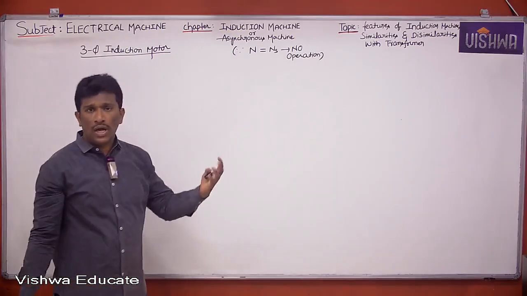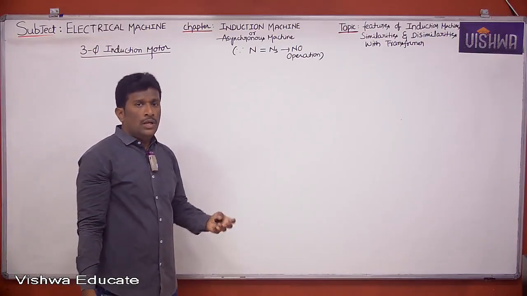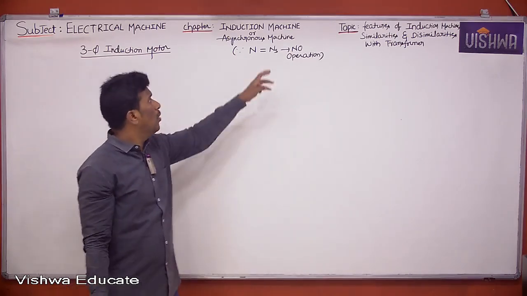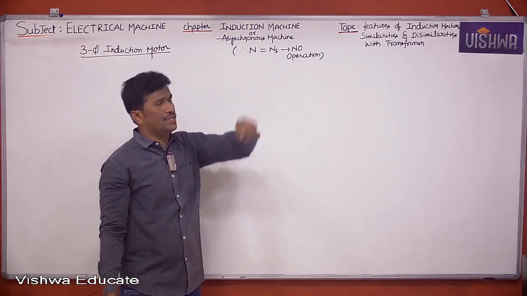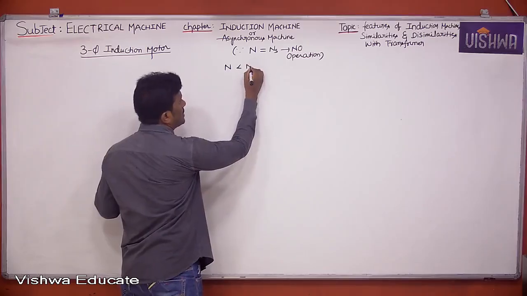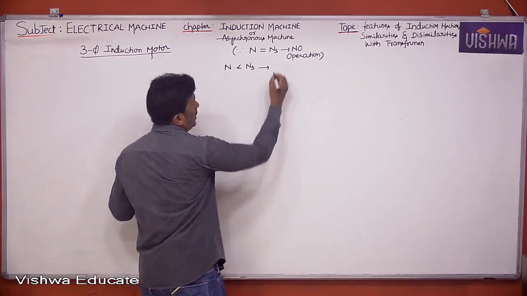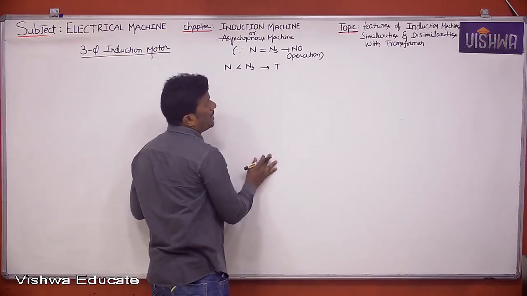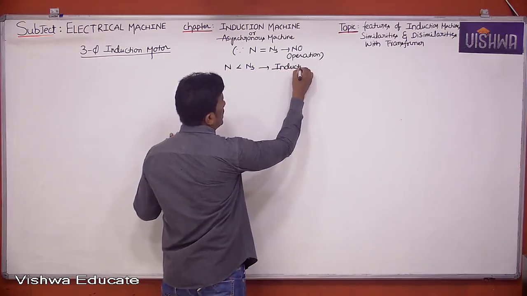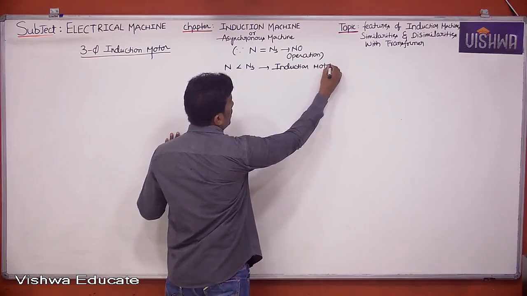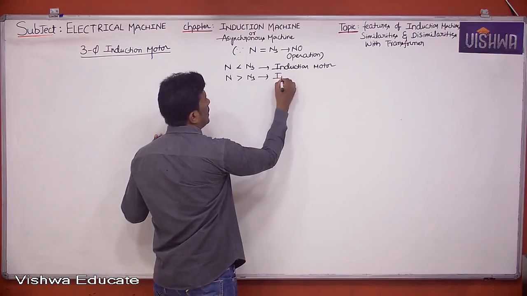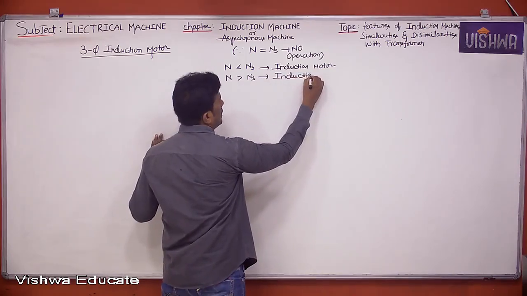You may take an induction motor, you may take an induction generator also. Those machines don't have operation at n equal to ns. That's the reason we can call induction machine an asynchronous machine. If n is less than ns, the induction machine is operating in motoring mode, so it can be used as an induction motor. If n is greater than ns, the induction machine acts as an induction generator.